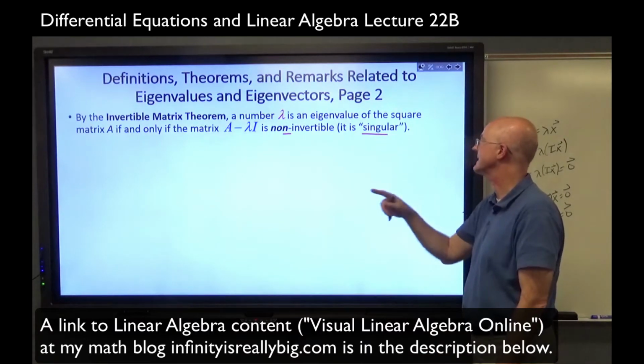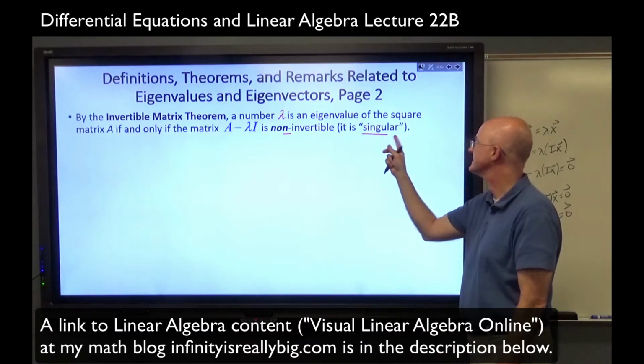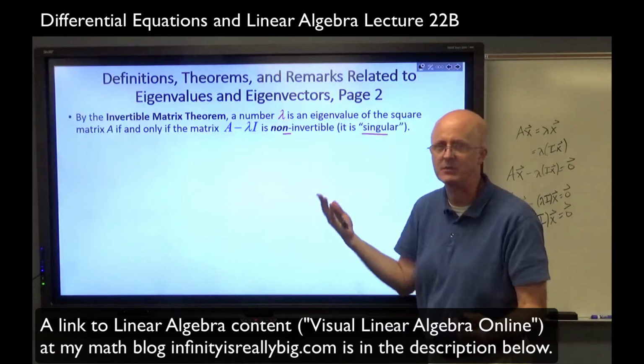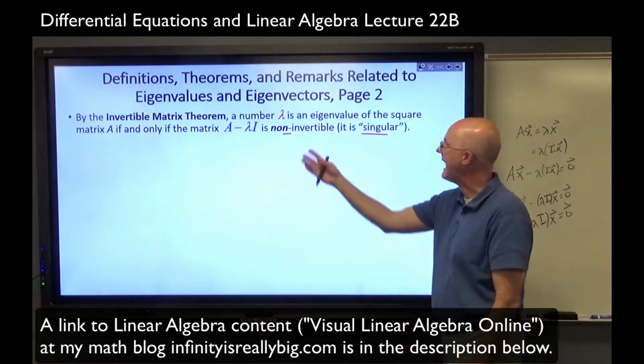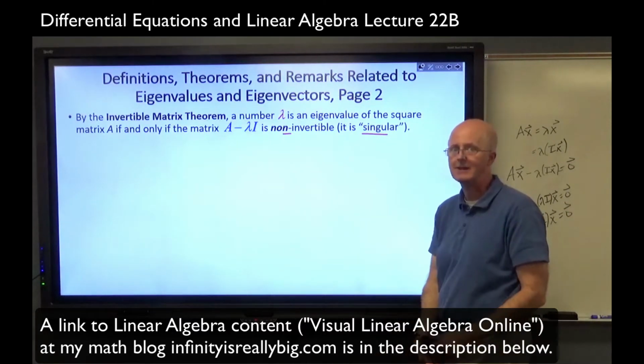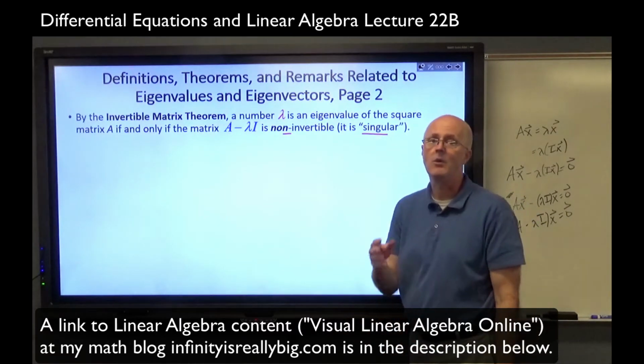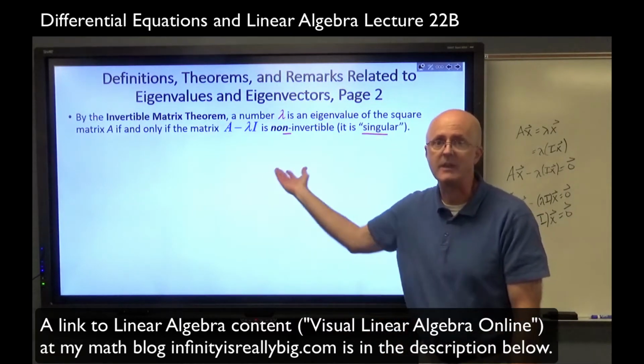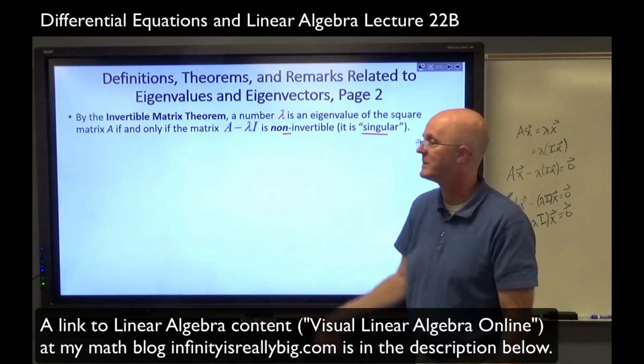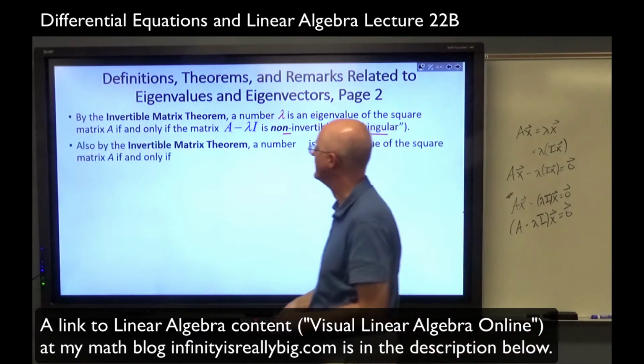Invertibility means non-singular. Non-invertible means singular. Singular is kind of a rare thing, a special thing that doesn't happen very often. In fact, when A is n by n, there will only be n values of lambda that work here, counting what are called multiplicities, which I'll talk about here soon.